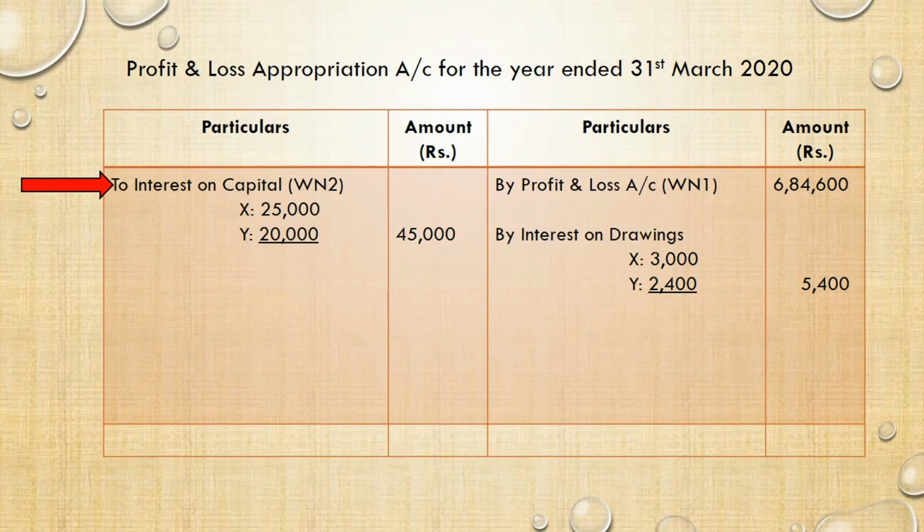Now we have to do one more working. That working is related to general reserve. If you remember the question, general reserve is to be 10% of the divisible profit. Now we need to find out the divisible profit. The divisible profit is nothing but the difference of debit and credit. Here in credit we have two items, the profit and interest on drawings, and in debit we have one item, interest on capital. So the difference of credit and debit will give you the divisible profit, and then on that we need to find out the general reserve. Let us see that.